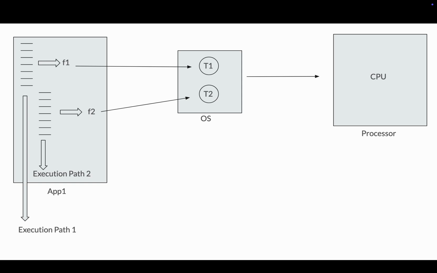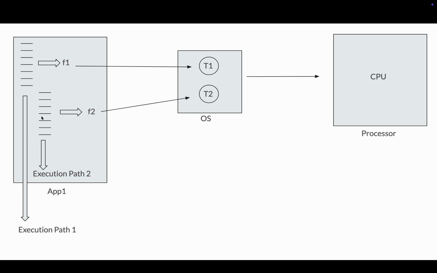Before moving ahead, I would like to give you a recap here. There are two functions, function 1 and function 2, which were being executed in a sequential manner. There was one execution path, so it means executions will be done sequentially. First, F1 will execute, F1 execution is done, then F2 execution will begin.